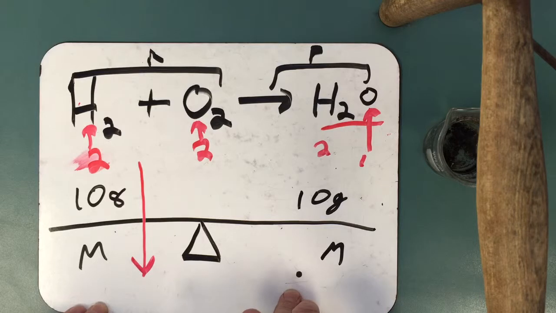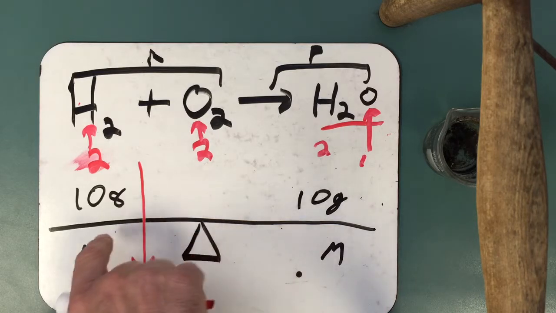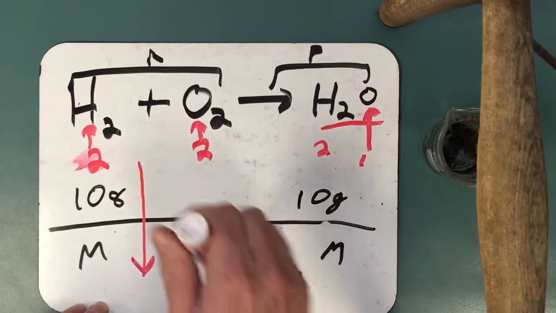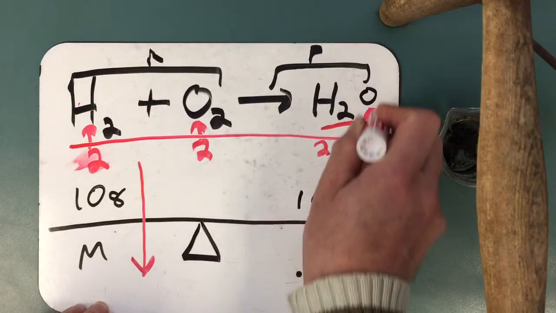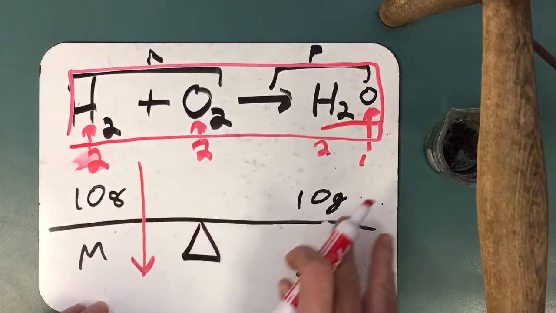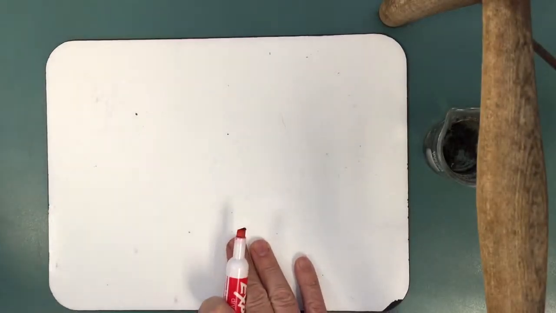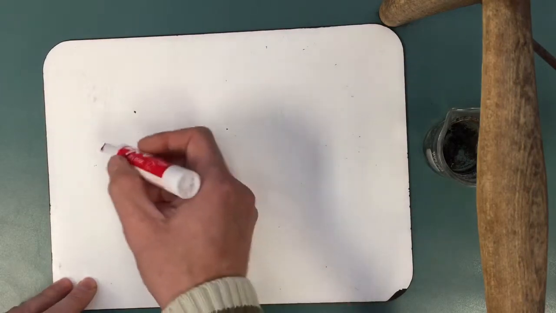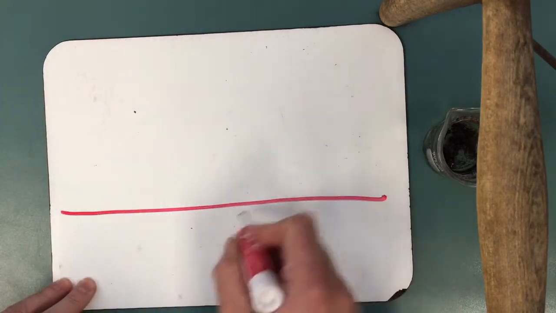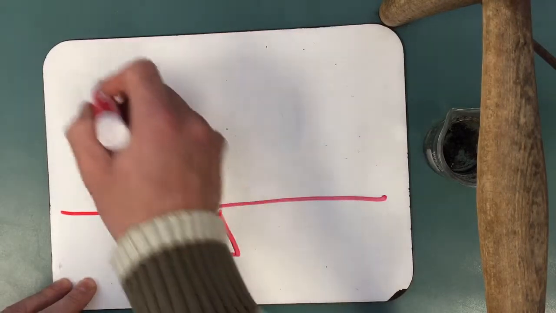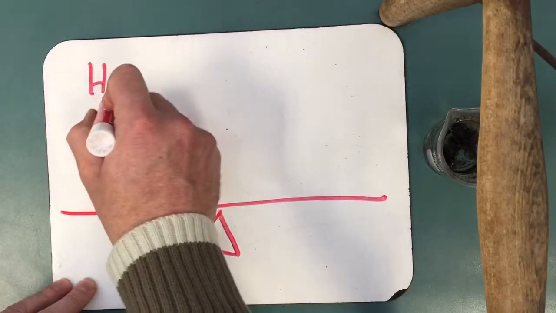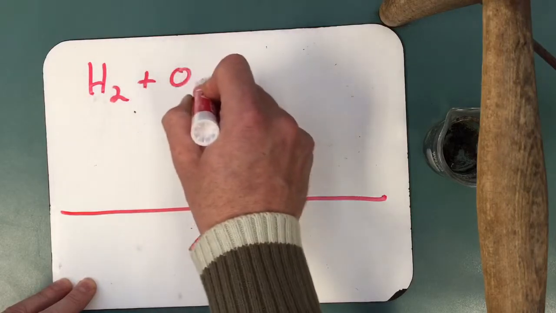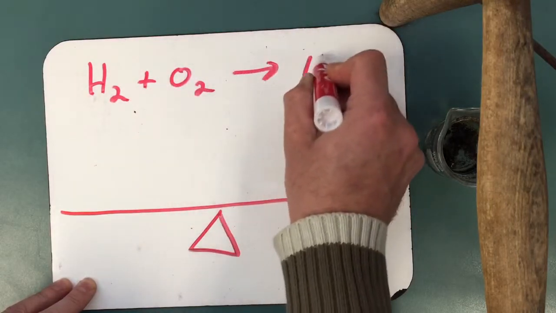And we know from observing experiments in science that this never happens. You always end up with the same mass on both sides, which means my original equation up here isn't quite right. So how can we fix that? It's called balancing a chemical equation. So I'm going to rewrite my teeter-totter, and I'm going to put the original equation up here, and that's going to make water.